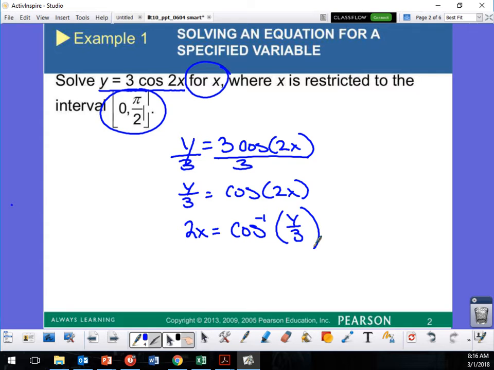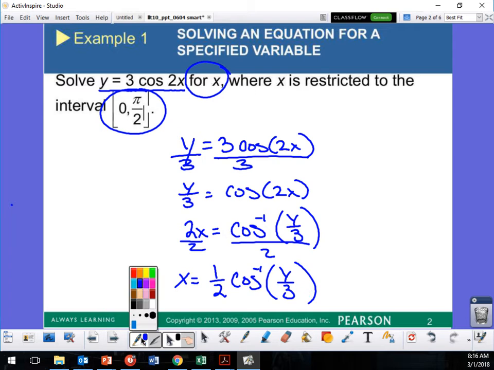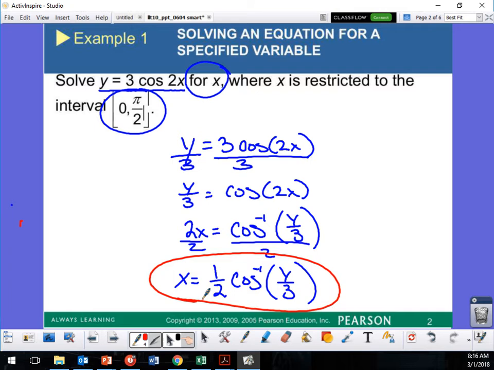Now, is x by itself yet? No. So what do I have to do? Divide by 2. Very good. So x is equal to, if I leave it as over 2, isn't over 2 the same as 1/2? Yeah, I'm just going to do the 1/2 because it matches your notes. So it's going to be 1/2 inverse cosine of y over 3. That's the answer. So we leave it like that? Yeah, we're just solving for the other variable. Like I said, this is just algebra.